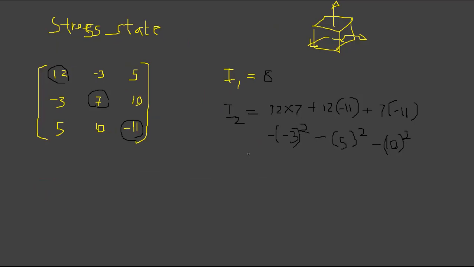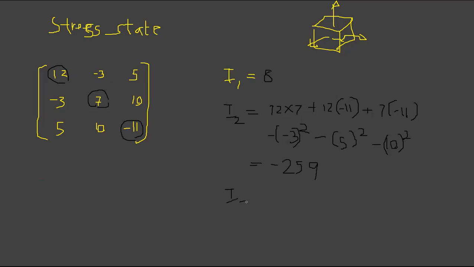So that will give you a value of minus 259. I would say, let me check it again. 12 into 7 is 84 minus 132 minus 77 minus 9 minus 25 minus 100. Yeah, it's minus 157. So there's I2.